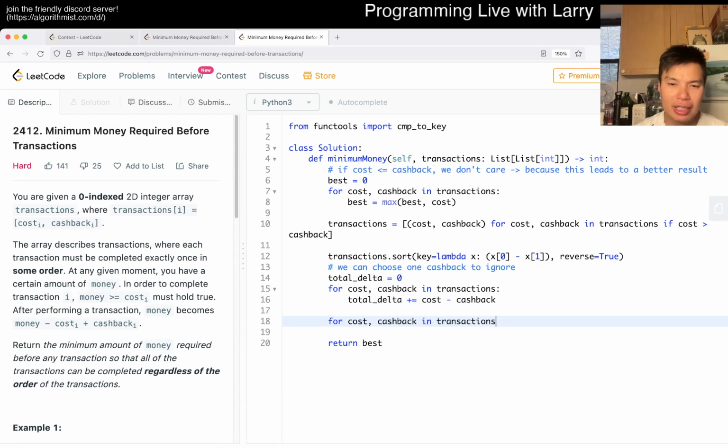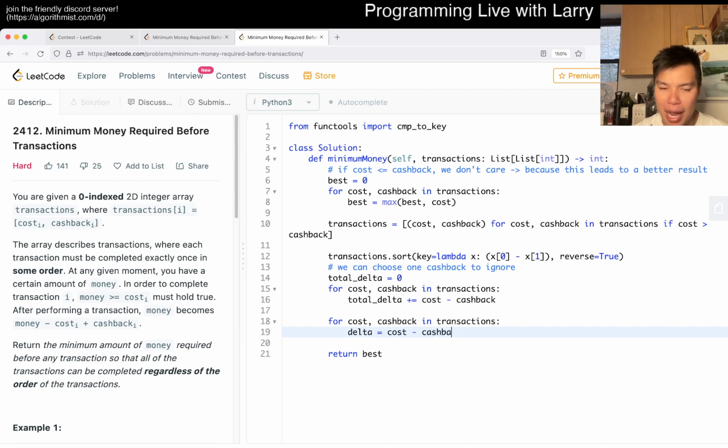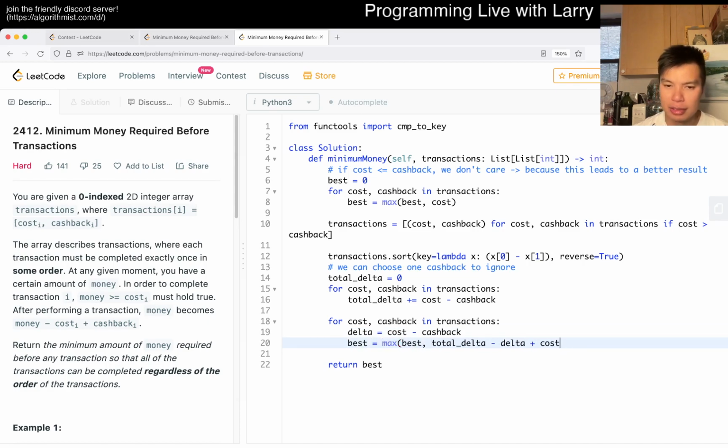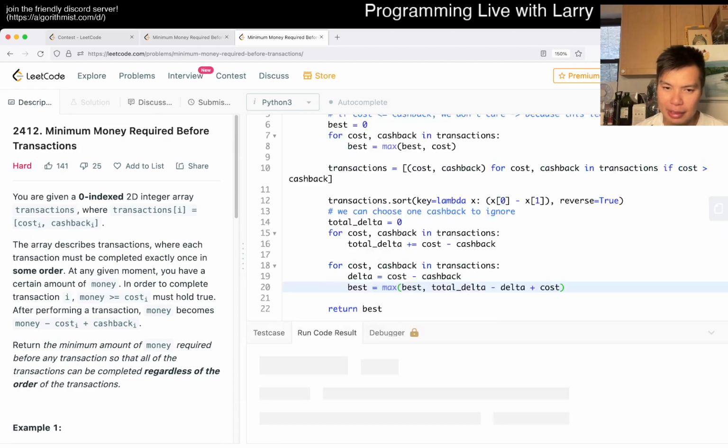And to be honest, I think the tricky part now is knowing that, and I still don't know if this is right, which is part of the hard part of the greedy problem. Okay, so delta is equal to total delta minus delta, but we want to add in the cost. It's going to be the highest we have to do. So that's basically the idea, right? Am I missing a case, to be honest?